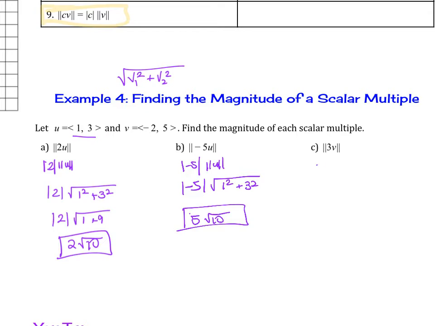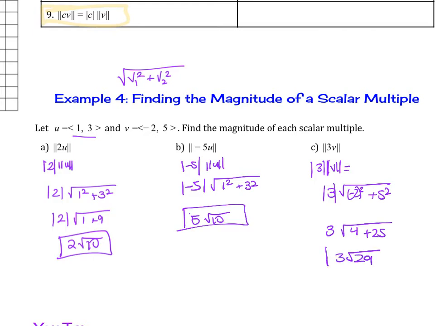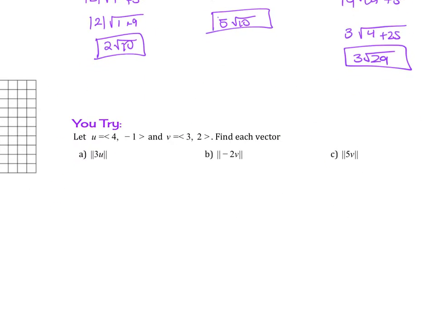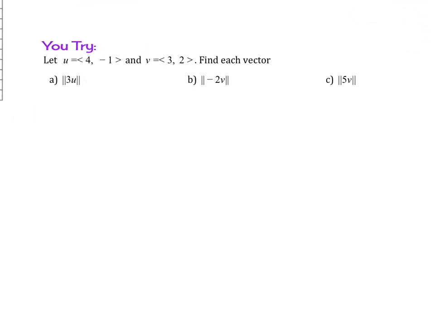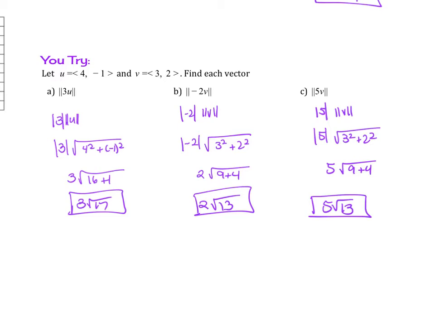Then letter C, so 3, and then the magnitude of v, that is going to be 3 times the square root of negative 2 squared plus 5 squared. So that is 3 square root of 4 plus 25, or 3 square root of 29. So try the 3 examples here. So doing this, you should have gotten 3 root 17, 2 root 13, and 5 root 13.